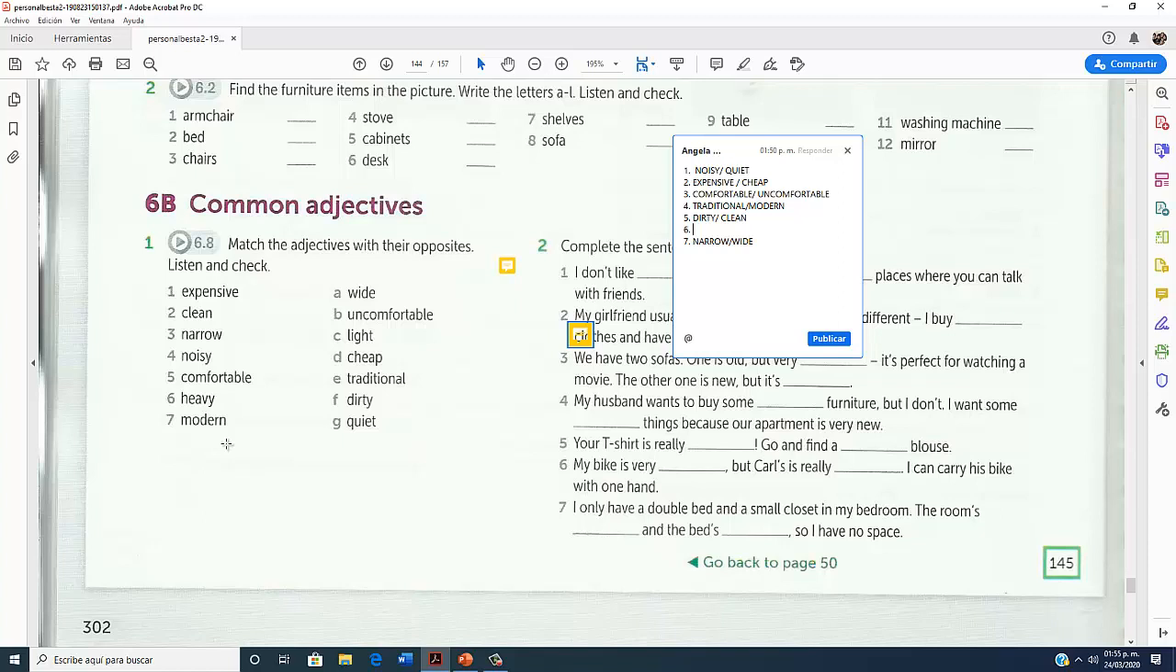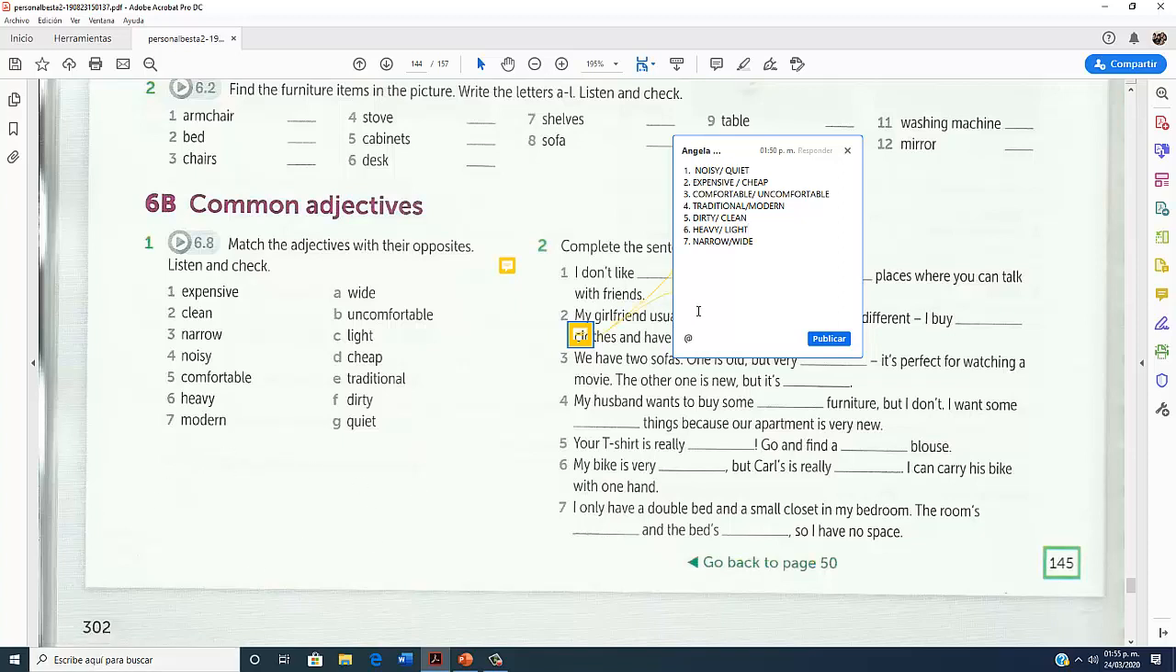My bike's very heavy. Yes. Thank you for your help. My bike's really heavy, but Carl's is really light. I can carry his bike with only one hand.